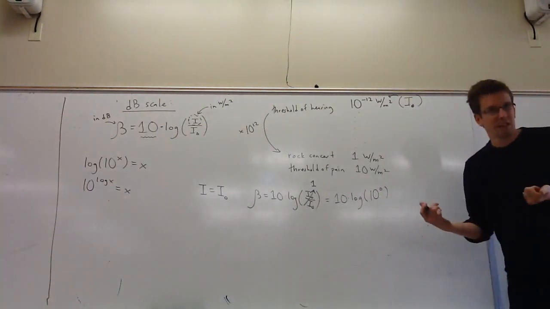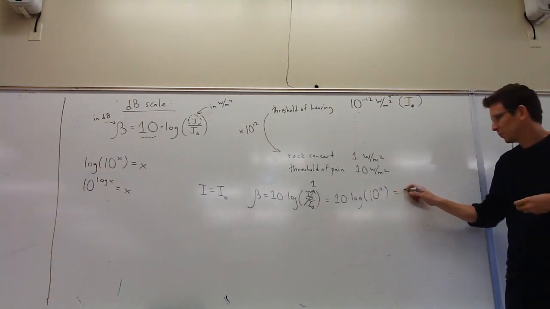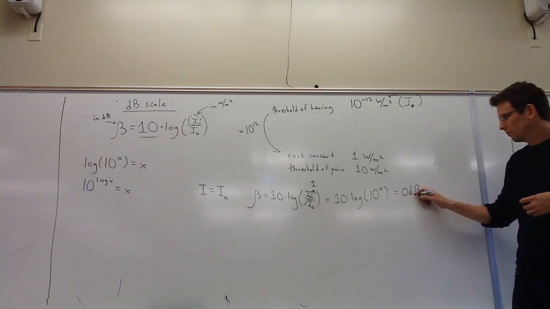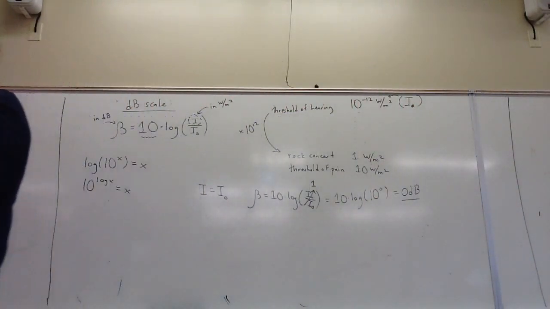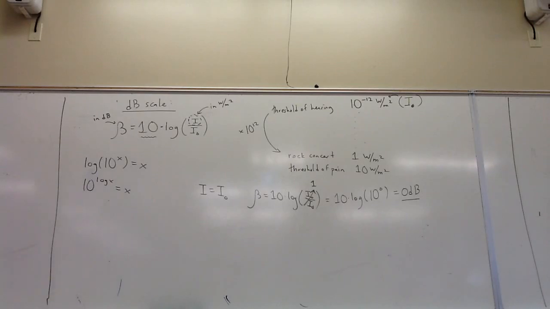And multiplied by 10, still 0, right? So this tells us that the threshold of hearing is 0. Well, hey, why not? That sounds perfect. Wherever our ear starts, let's put the origin, right?